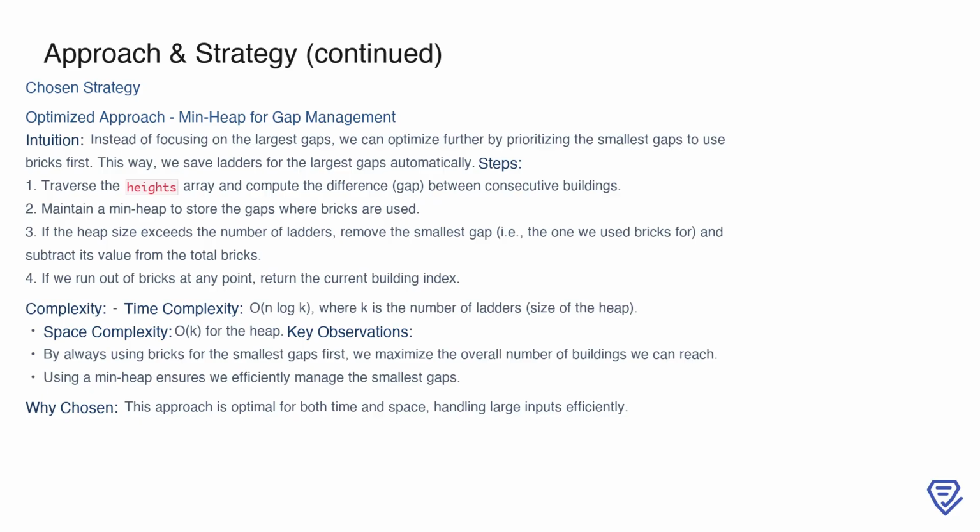This approach offers significant efficiency improvements, with a time complexity of O(n log k), where k is the number of ladders, and a space complexity of O(k). By focusing on the smallest gaps first, we maximize the total number of buildings we can reach, and the use of a min-heap ensures this is done efficiently. This makes the approach both optimal and scalable.